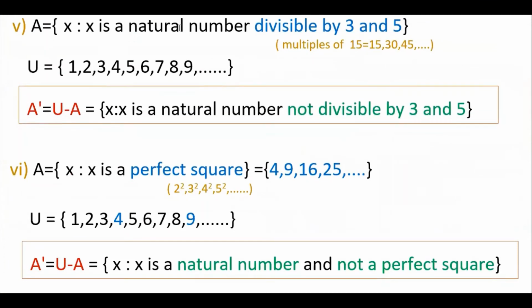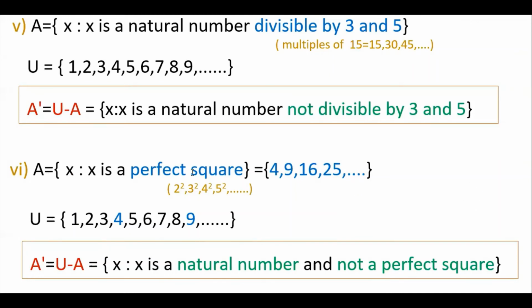And the next one: x is a natural number divisible by 3 and 5. The number which is divisible by 3 and 5 is nothing but 3 into 5, that is 15. So multiples of 15. If you observe, all these numbers, 15, 30, 45, are divisible by 3 as well as 5. So these are the numbers. If you exclude these numbers, 15, 30, 45 and so on, from the universal set, the complement of this set is equal to x such that x is a natural number which is not divisible by 3 and 5.